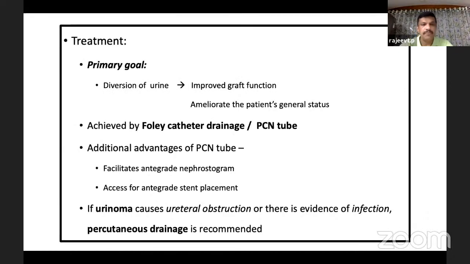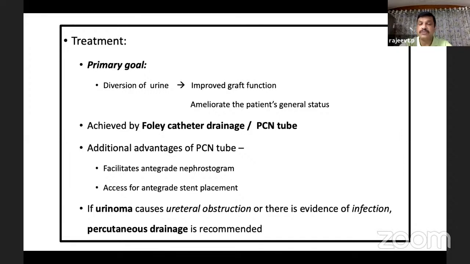Then treatment. The primary goal in these cases of urine leakage is going for a diversion. Why do you divert the urine? Because this will improve the graft function. And another factor is that this diversion can ameliorate the patient's general status. How do you achieve this diversion? It can be in the form of a simple Foley's catheter drainage, or if that is not sufficient, then one can put in a PCN tube.